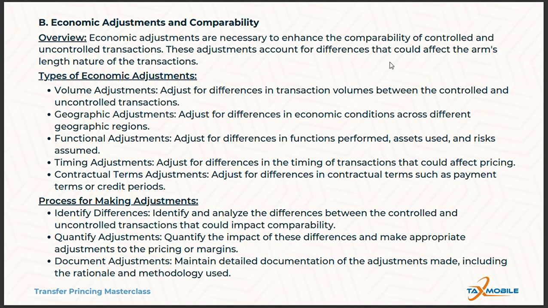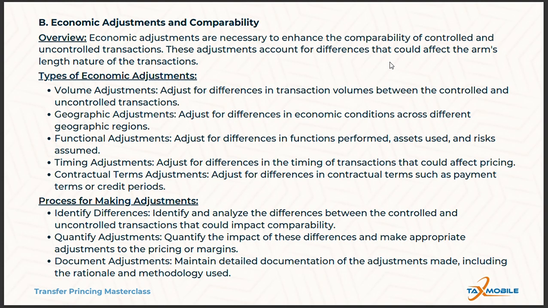Now, contractual terms adjustment too. The variation in contractual terms such as payment schedules, credit periods, or warranties can significantly affect transaction pricing. For example, if one party in the controlled transaction offers extended credit terms, this would require an adjustment compared to a comparable transaction with standard payment terms.